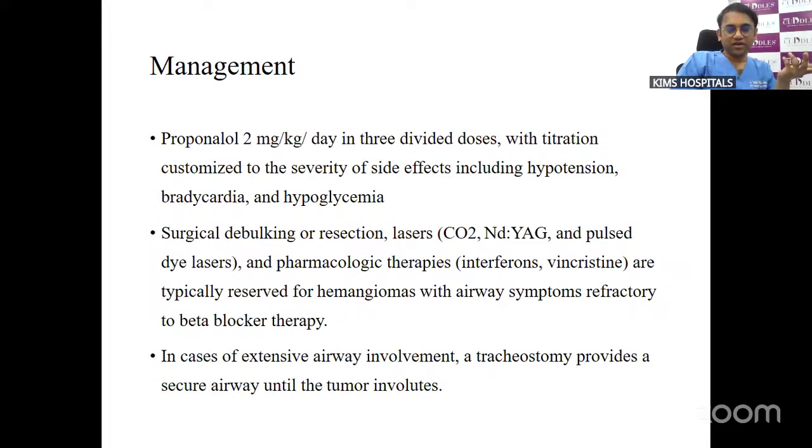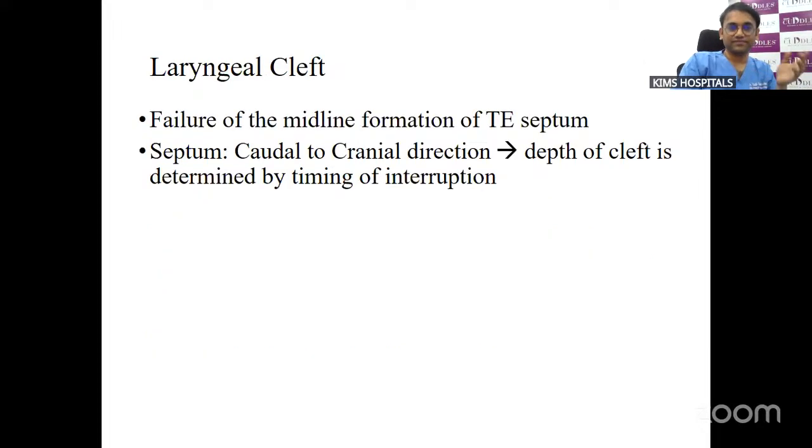So we know that for any hemangioma, we are giving propranolol 2 mg per kg in 3 divided doses, but we should monitor for hypotension, bradycardia, and hypoglycemia. We can do surgical debulking, resections, or laser therapy, and pharmacological therapies are reserved for hemangiomas with airway symptoms that are refractory to beta blocker therapy. In case of extensive airway involvement, a tracheostomy provides a secure airway until the tumor involutes, either by therapy or spontaneously.